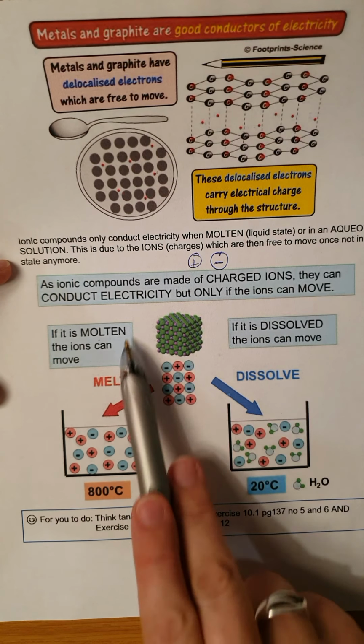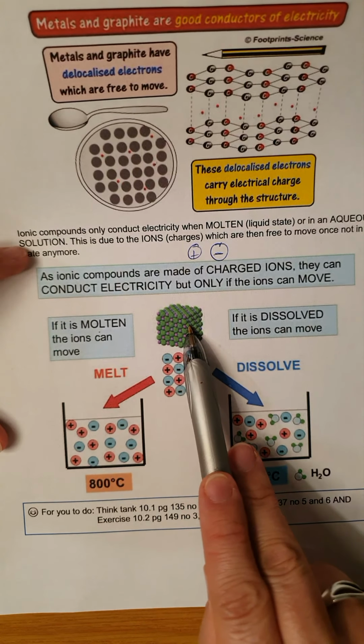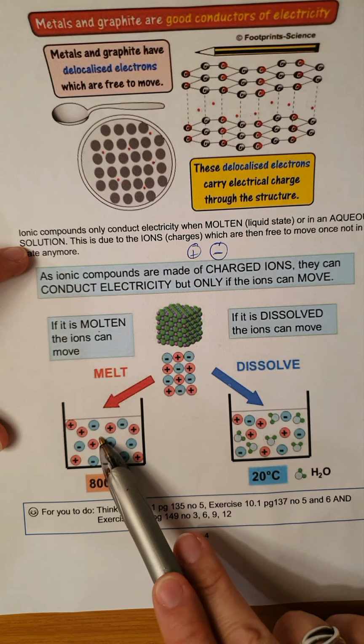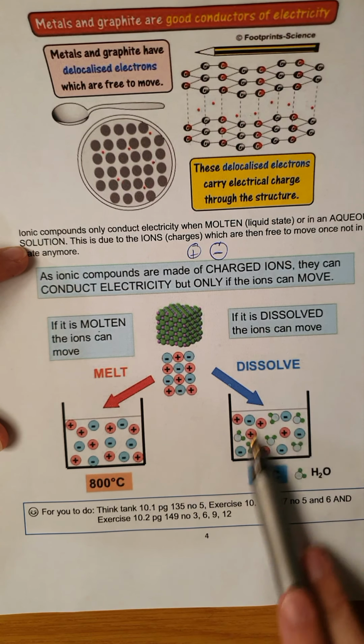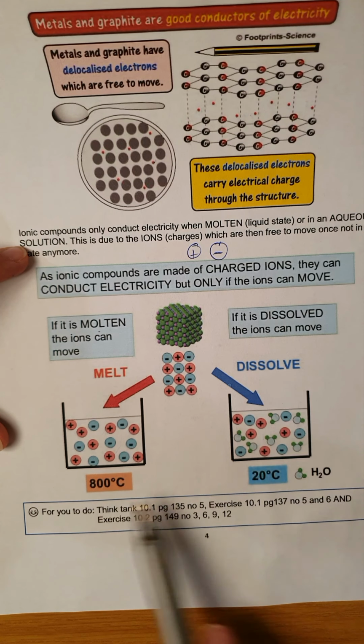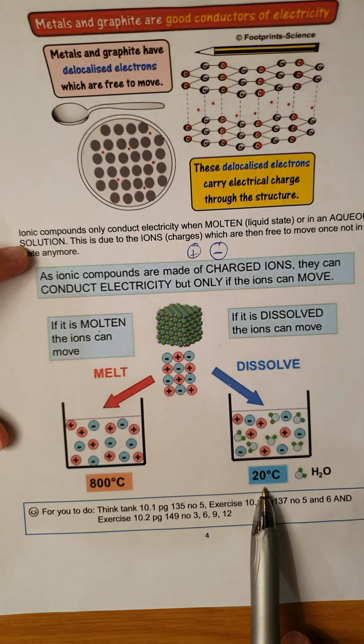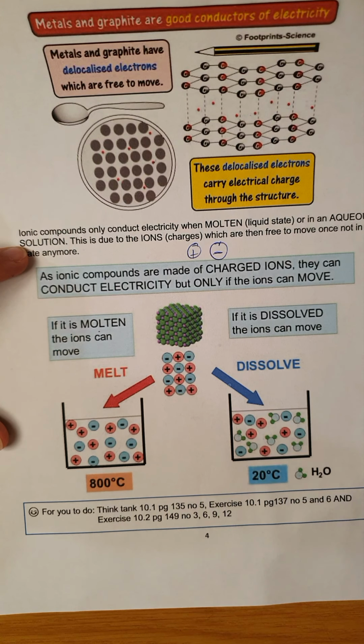So here we have a block of ionic compound. If we melt it, they can move. If we dissolve it in water, they can move. And so there it is. But look how much energy it took compared to that. Okay, so yeah, there we have it.